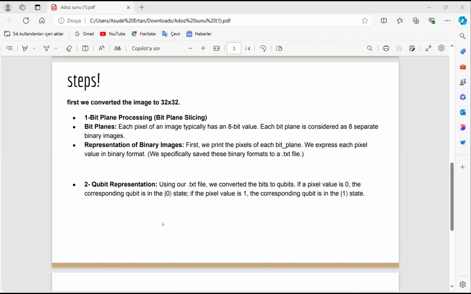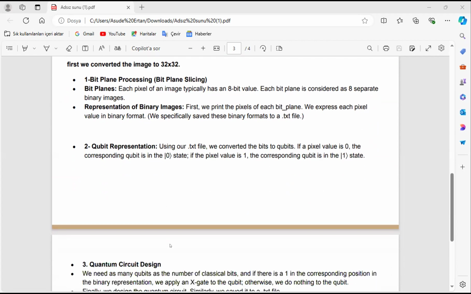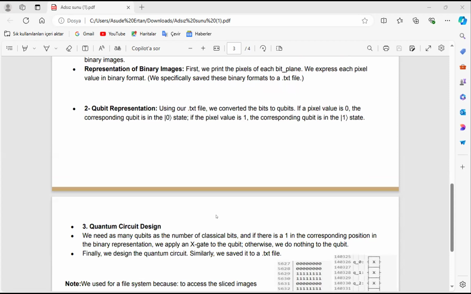Bit planes: each pixel of an image typically has an 8-bit value. Each bit plane is considered as 8 separate binary images. For the representation of binary images, first we print the pixels of each bit plane. We express each pixel value in binary format. We save this binary format to a .txt file. Step 2, qubit representation. Using our .txt file, we converted the bits to qubits.